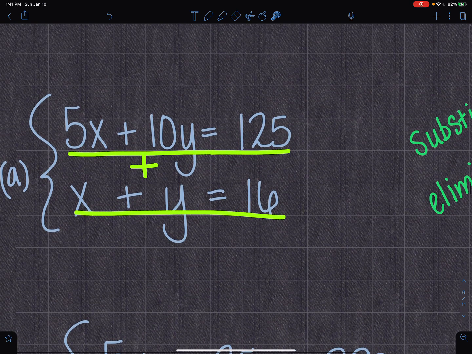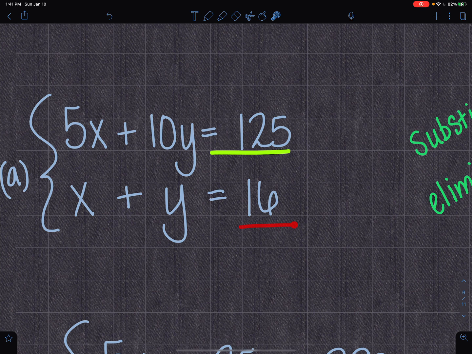Same thing with this up here. What if, just hypothetically, say you have 16 coins and you have a bunch of nickels and a bunch of dimes. The number of nickels plus the number of dimes is 16, but also the value is $1.25. So if you have 5 times the number of nickels, 10 times the number of dimes, the value is this. So you have 2 true things, and then they're going to ask, can you find out the number of nickels and the number of dimes?